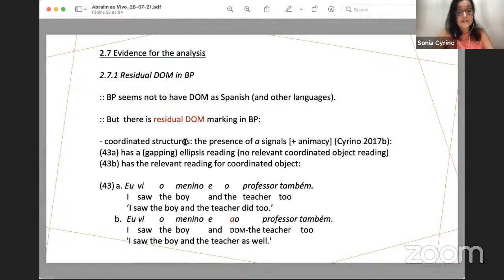But if we look at coordinated structures like the one here in 43, we see that the presence of "a" signals plus animacy. So if I have "eu vi o menino e o professor também," we have here a gapping ellipsis, right? "Eu vi o menino e o professor também viu o menino." But if I have "eu vi o menino e ao professor também," then I have a coordinated object. So if I remove "a," I don't have the object reading. I just have the subject reading: both saw the boy.